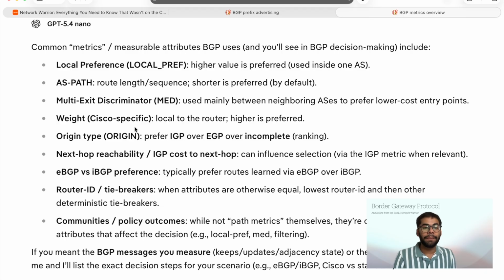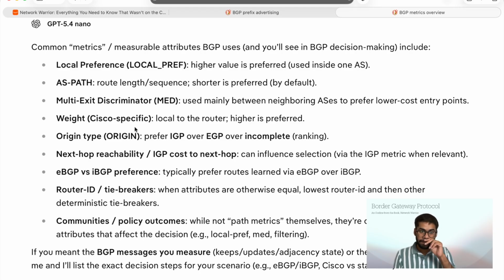Next is origin type, with IGP over EGP over incomplete ranking. So a path originated internally is preferred over EGP, over incomplete. I'm not certain how this works, because I have heard that the external path is way more preferred over IGP. Okay, next is next hop reachability, IGP cost to next hop. It can influence selection if the IGP metric is relevant.